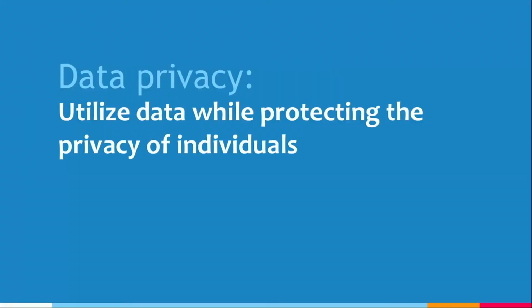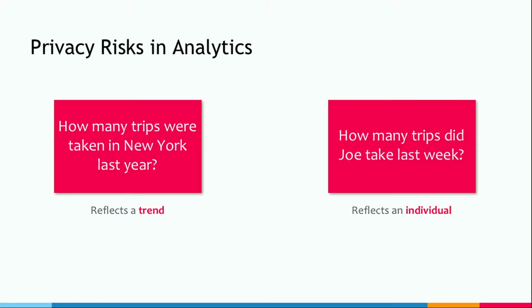So this is a talk about data privacy. What we'd like to be able to do is utilize data. We want to learn from it, while at the same time protecting the privacy of individuals. So what do I mean by that? On the left here is a query, how many trips were taken in New York last year, that reflects a trend over the whole population. The answer to this query is not reflective of any individual person who took a trip in New York. It's reflective of the whole population.